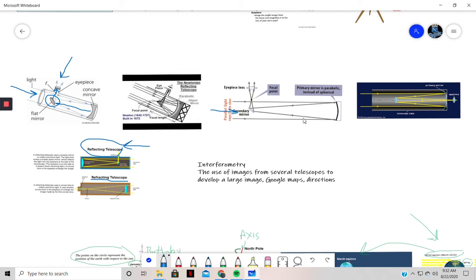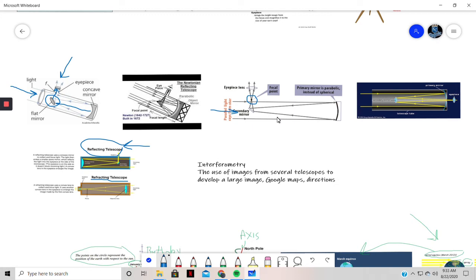And now the focal point is a distance in between the secondary mirror, or the flat mirror, and your eye. That's the focal point. So it uses those two mirrors to gather all the information as far as the image, and then bring it to that focal point and then up to your eye. So that is how reflecting telescopes work.